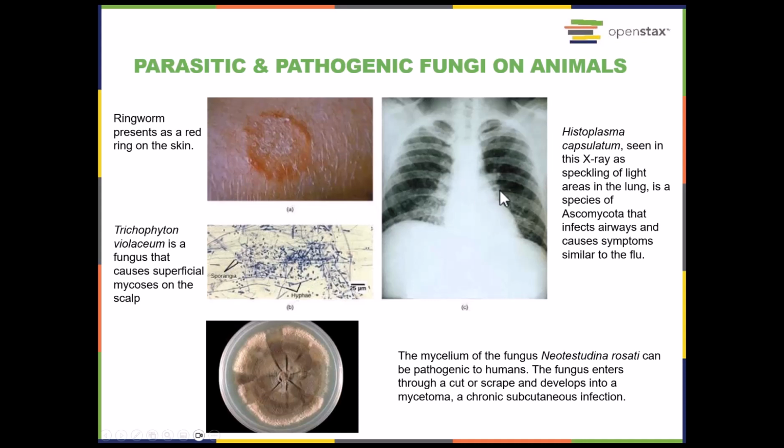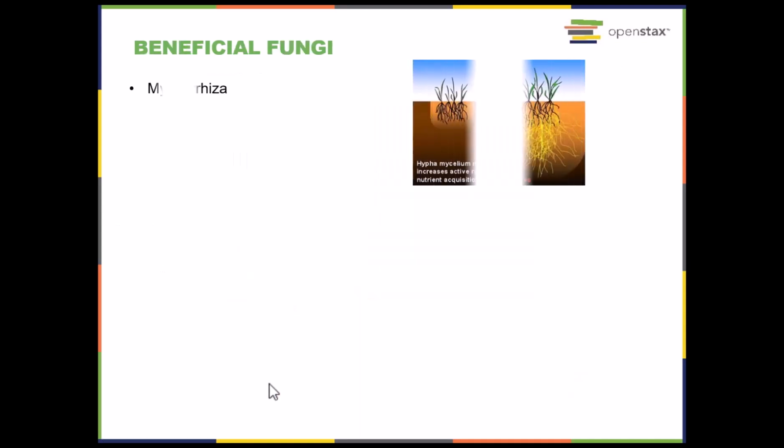We see a fungus that is creating these little white dots, these little specklings here in the lungs. So it's a fungal infection in the airways. This is a type of fungal infection underneath the skin. Some fungi, of course, are beneficial. Mycorrhizae are very beneficial fungi.